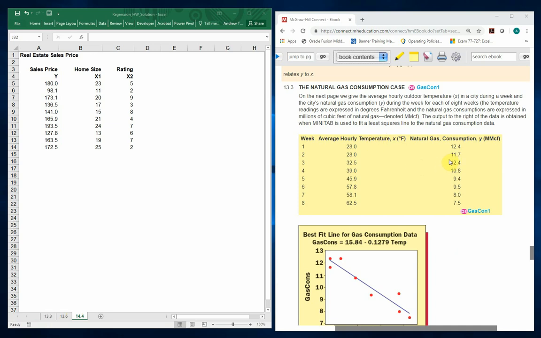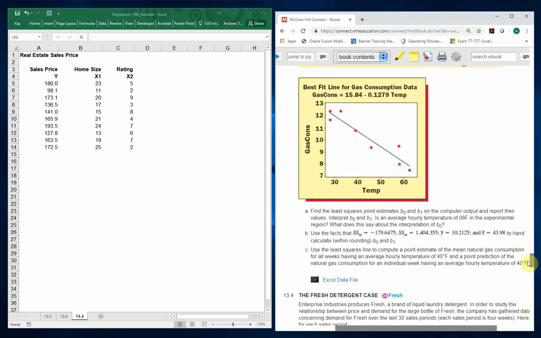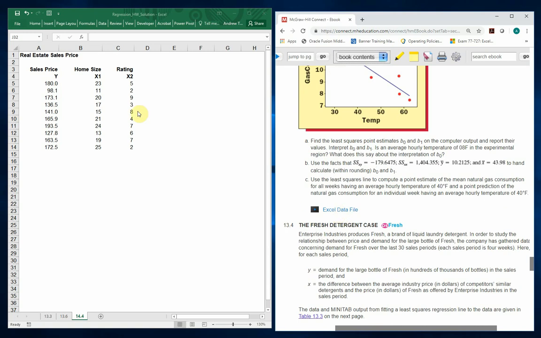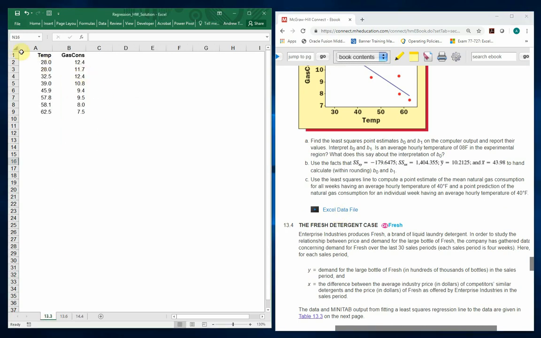what is the relationship between how much natural gas we use based on how hot or cold it is. And they give you some output. That's really not as important. I want you to start with the data file. So if you go grab the data file, this is what you get. You get your temperature. I'm going to be real explicit and emphasize that the cause is the temperature, and the result is how much gas is consumed.